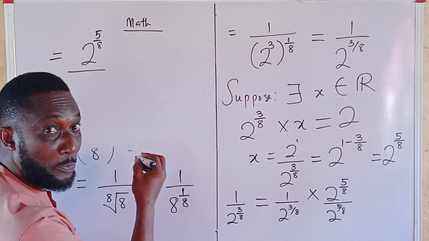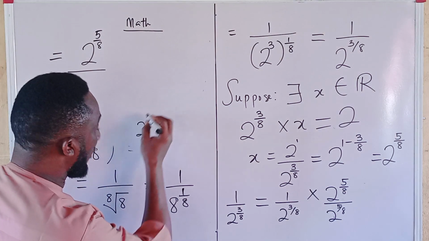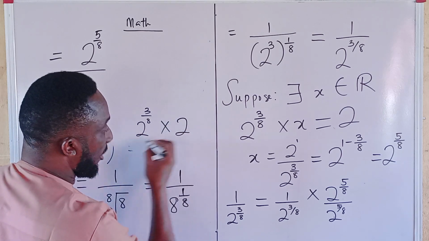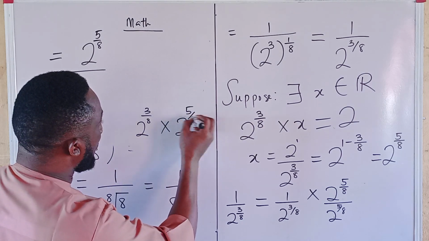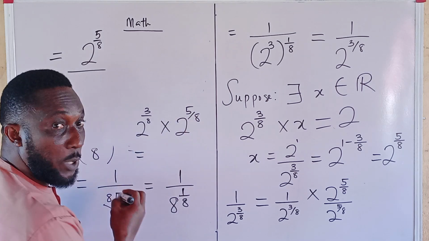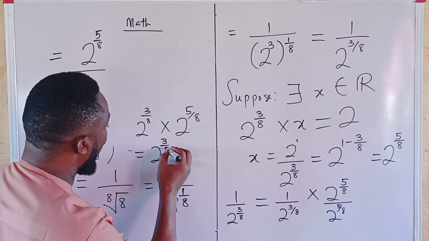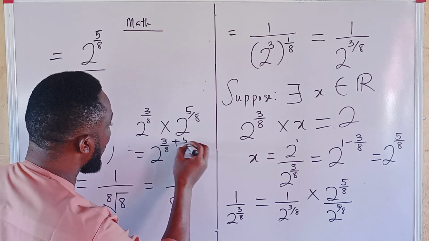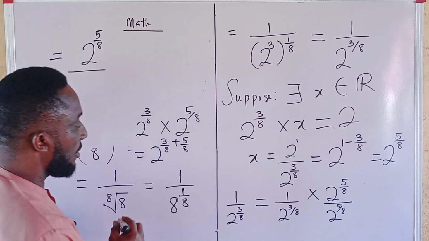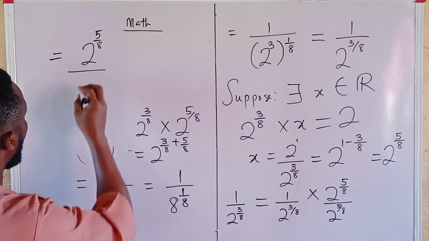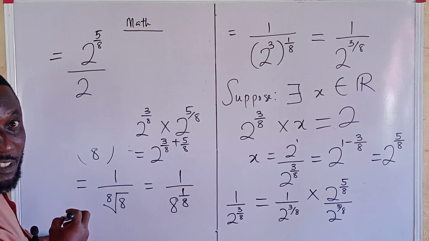According to the product rule of exponents, if you have 2 to the power of 3 upon 8 multiplied by 2 to the power of 5 upon 8, we retain the base, which is 2, and add the powers, 3 upon 8 plus 5 upon 8. That's going to give us 8 upon 8, which is 1. So I can then write 2 here.